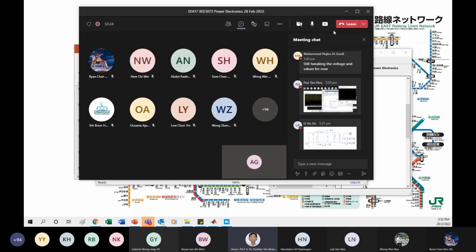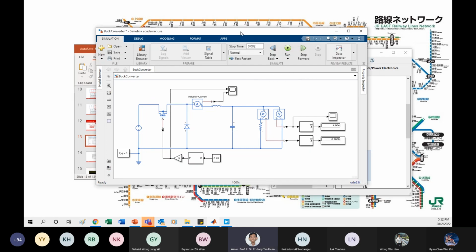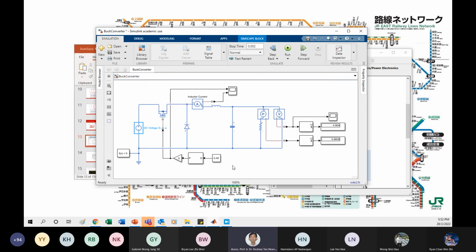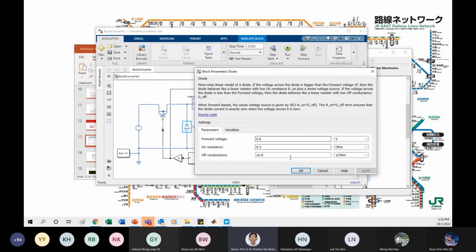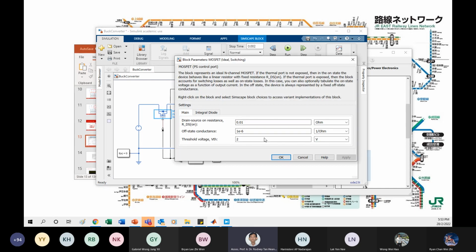Okay, now if you look at my one, the input is 12 volt. The rest I don't change anything. I just put diode. I don't change the 4 voltage. This one I just put. I also don't change anything.